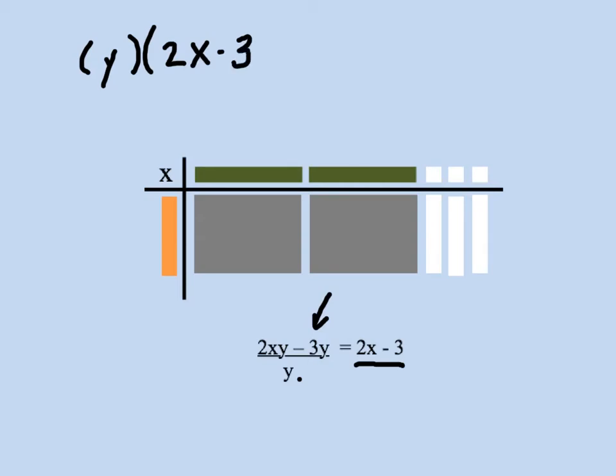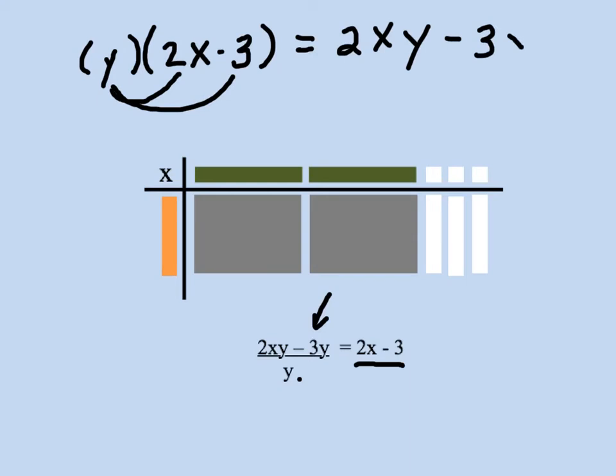Remember, we have to use our distributive property when we're multiplying. So that means the y must be multiplied by the 2x, and the y must be multiplied by the negative 3. So y times 2x would give us 2xy, and the y times a negative 3 is negative 3y. So there we've checked our answer, and we can see that we were correct.